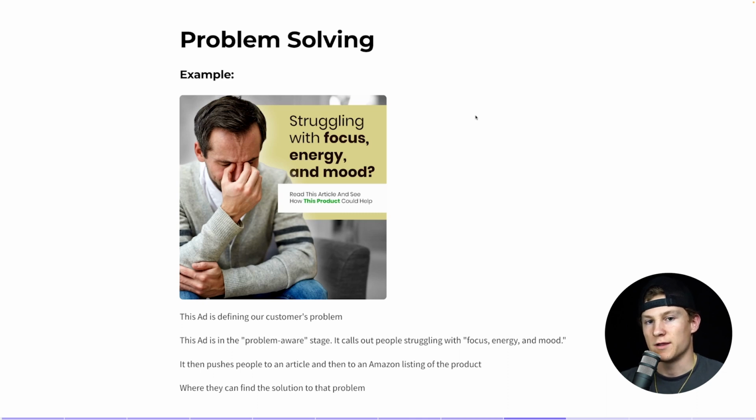But anyway, we were calling out the audience, and we were also giving them the solution to the problem, which was the product. So we were calling out their problem, which was on the ad, and then the article was the solution, talking about all the ingredients inside the supplement and how it was going to help them with their mood, with their focus, with their energy, and they were going to live a better life because of that.